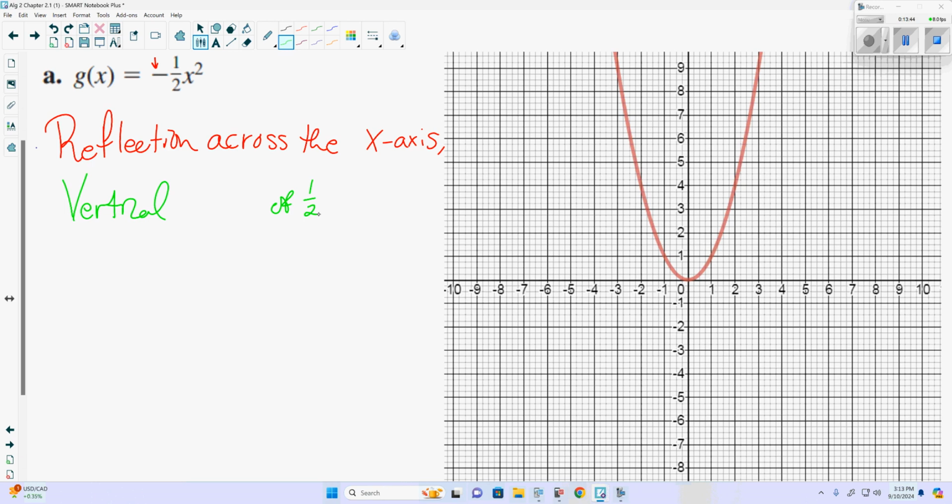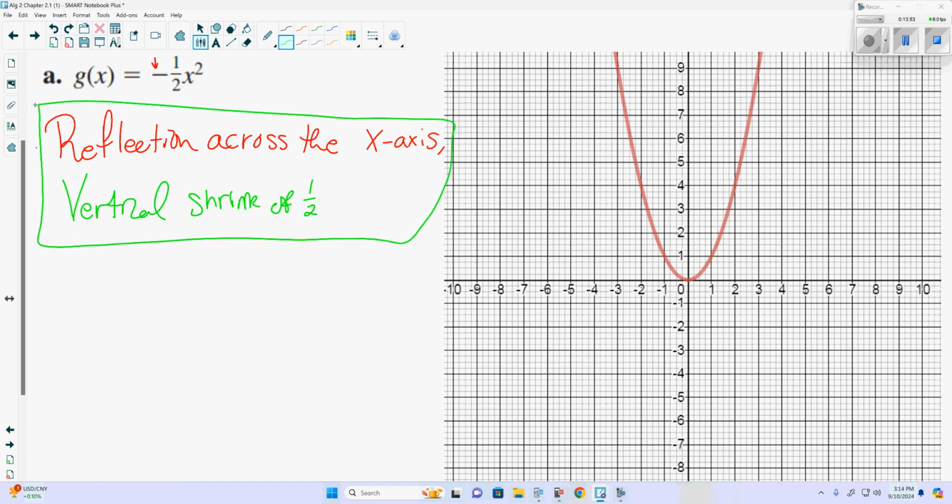It is between 0 and 1? Yes. Since it's between 0 and 1, it's a vertical shrink. So this here, the negative 1/2 x squared would be a reflection across the x-axis and a vertical shrink of 1/2. And that is it.